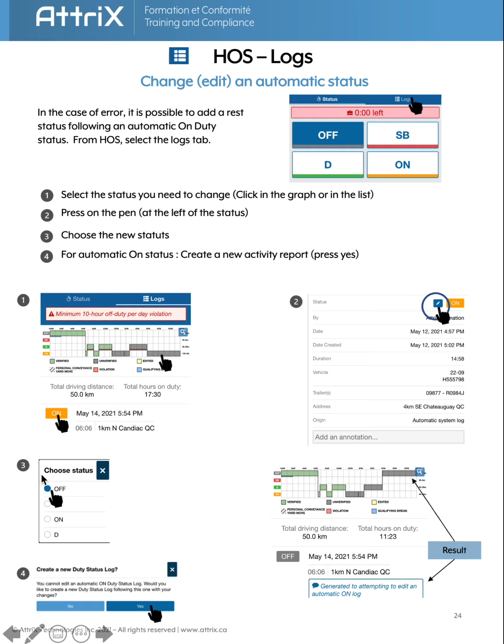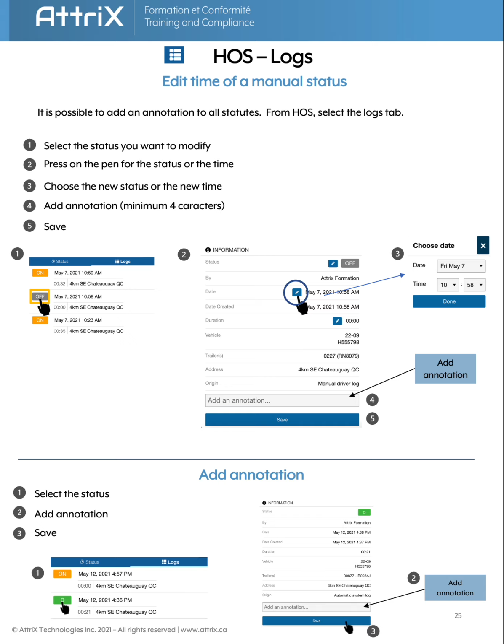It's going to open up a little pop-up saying choose your new status. So I want to put myself in off. I'm going to have a message saying you can't edit automatically generated on-duty status logs. Would you like to create a new status with your changes? You simply press yes. It's going to take your status from the bottom and bring it back to the top. You can see here I had a violation, which I don't see anymore. And it's going to write an annotation by itself saying generated to attempt to edit an automatic log, which is completely compliant.